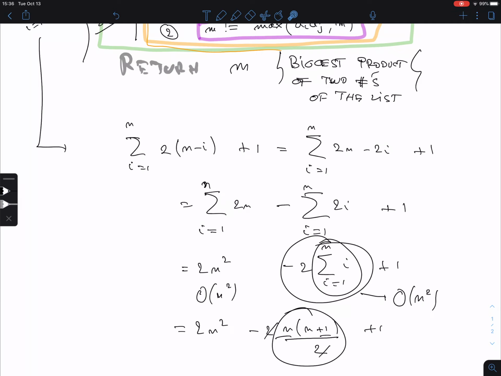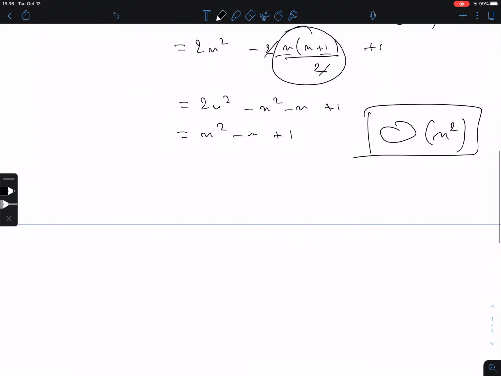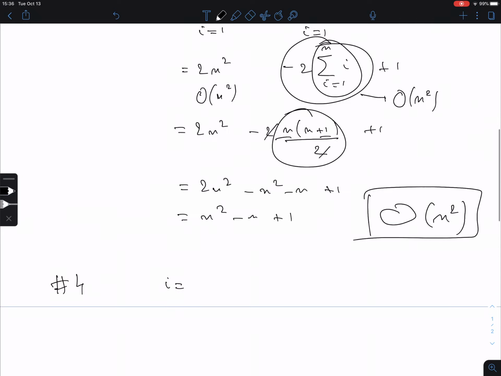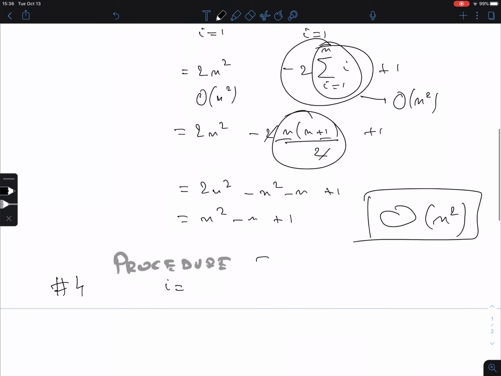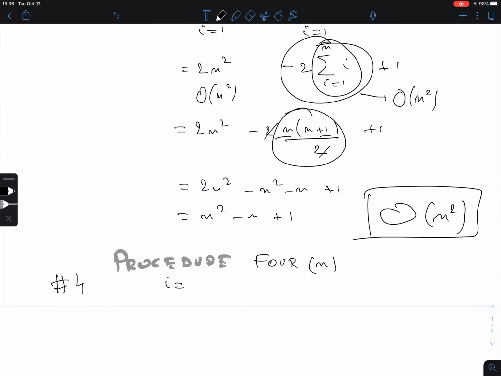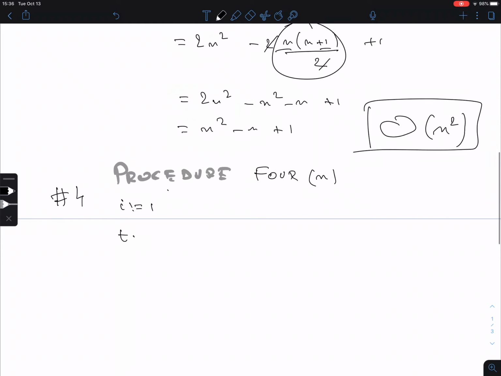Okay, so right. So let me now do number 4. So procedure, a bit sloppy here. So procedure 4, let's call this procedure 4. And it depends on a certain n here. Okay, so I is 1, t is 0. These are just initializations.